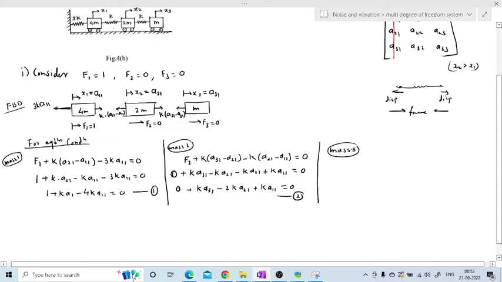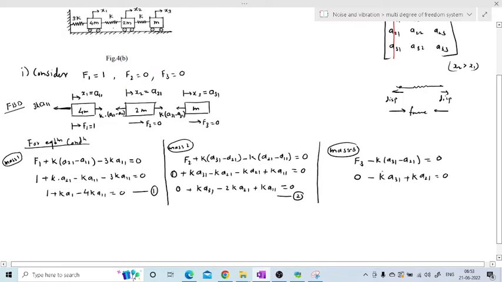So for mass 3, now write for mass 3: the first force is F3, which is on the right side. After that we have another force on the left side, that is minus K (A31 minus A21), which will be equal to 0. So what is the value of F3? It is 0. So, 0 minus K A31 plus K A21 will be equal to 0.